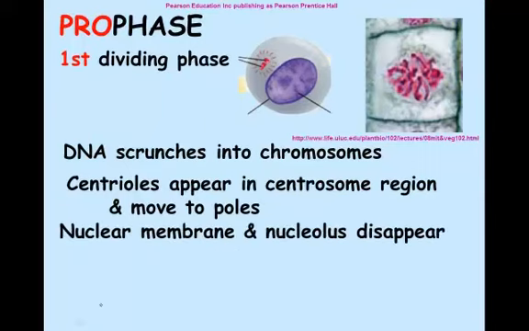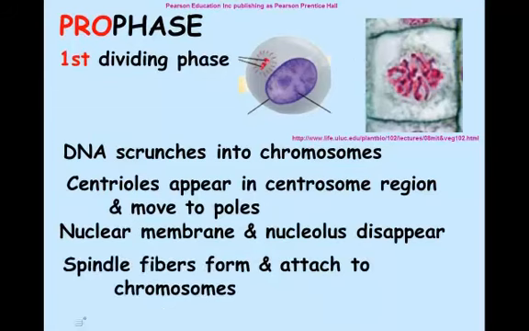We need to get rid of our nuclear membrane because the nucleus contains the DNA, remember, in a eukaryote. If I want to move my chromosomes around inside the cell, I have to let them loose, get them out of the nucleus so they can move. And the last thing I need to do is set up that spindle so that the chromosomes have an attachment place in order to move them. All of those things take place in prophase.